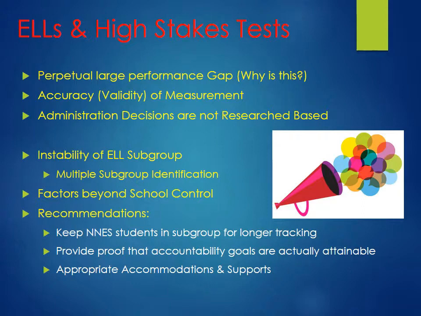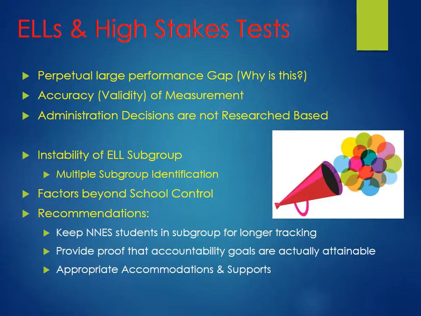As we have just seen, the ELL subgroup, the group that is receiving services, changes from year to year. It's an unstable group. They are always going to be lower proficiency students and will always receive lower scores. As soon as they are able to receive higher scores, they exit out of that identification subgroup. And so how does that impact our accountability measures as teachers, as schools, as school districts, and at the state level?